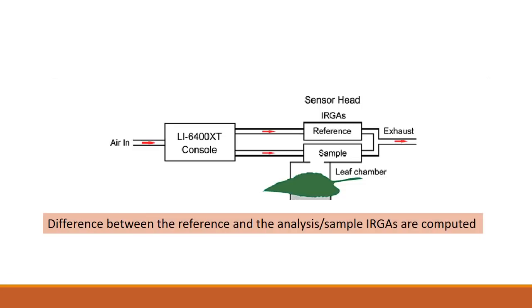One pair of carbon dioxide and water analyzers is defined as the reference IRGA, which measures the carbon dioxide and water vapor concentration in the ambient air that is sent into the leaf chamber. Similarly, a second pair, that is the analysis or sample IRGA, measures the carbon dioxide and water vapor concentration in the air that is coming from the leaf chamber. The difference between the reference and the analysis IRGA is computed.